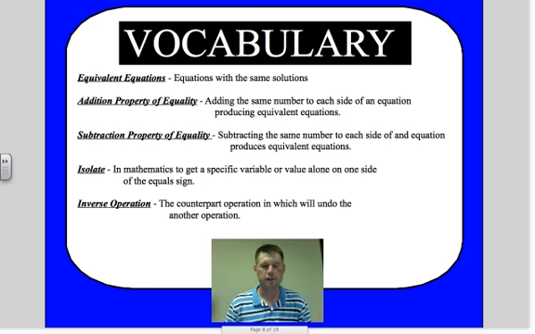Okay. Isolation, or to isolate in mathematics, is to get a specific variable or value alone on one side of an equal sign. That's what it means to isolate. So what we want to do is get the unknown value on one side of the equation. So we make it x equals or m equals whatever the equation is. Inverse operation, which I already kind of talked about, is the counterpart operation which will undo another operation. So addition, the inverse is subtraction. Multiplication, the inverse is division. Okay, and then subtraction, addition, division, multiplication.